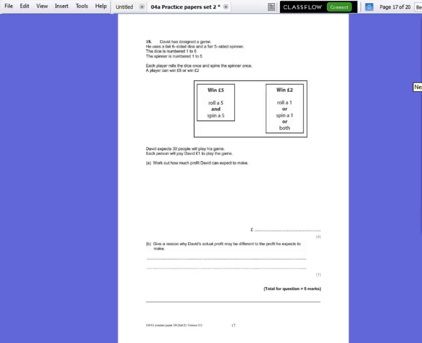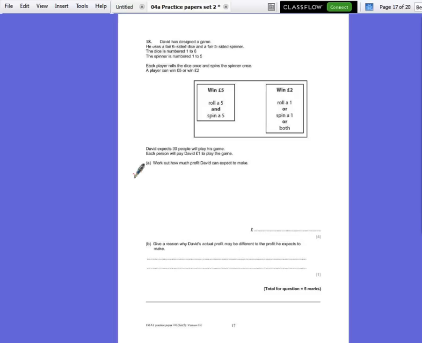Question 18. David has designed a game. He uses a fair 6-sided dice and a fair 5-sided spinner. The dice are numbered 1 to 6 and the spinner 1 to 5. Each player rolls a dice once and spins the spinner once. You can win a fiver or win £2 with that information there. He expects 30 people to play the game, each paying £1. Work out how much profit he can make.